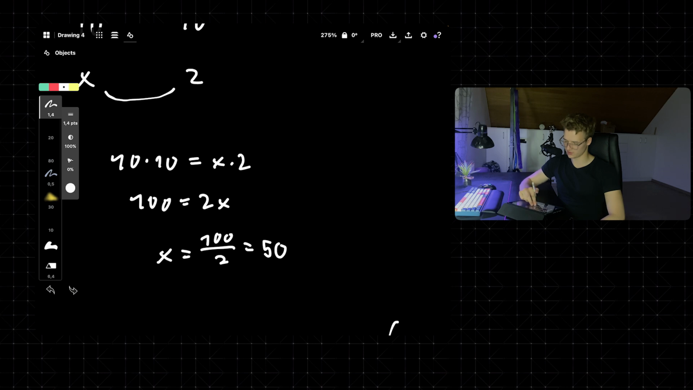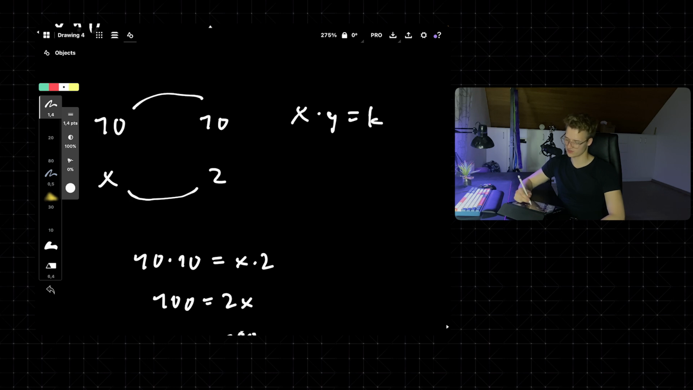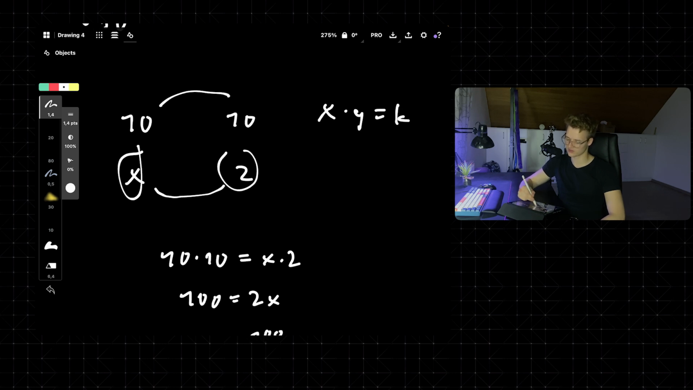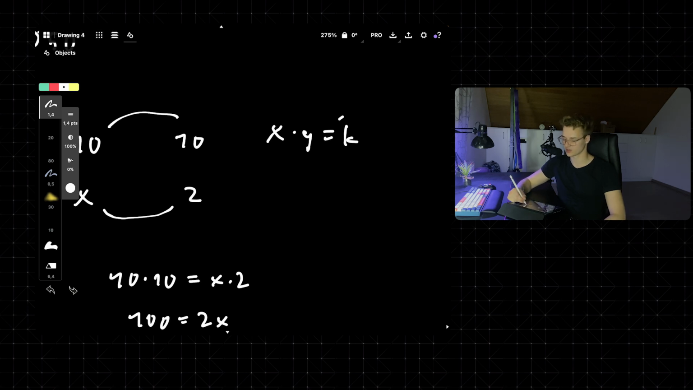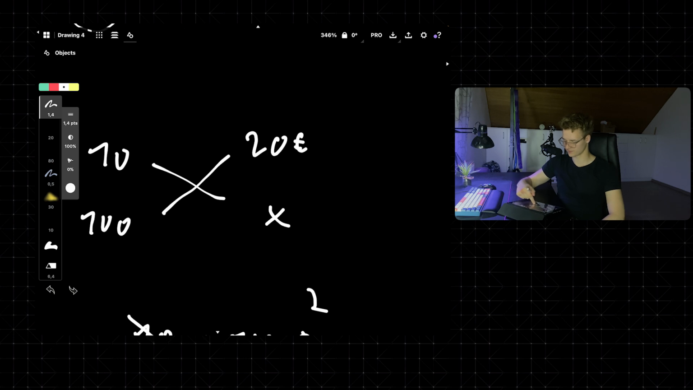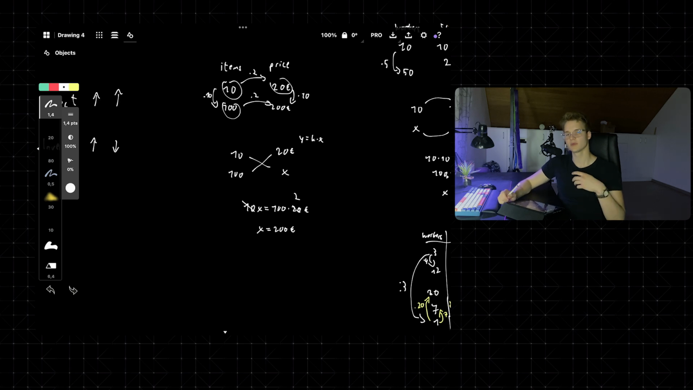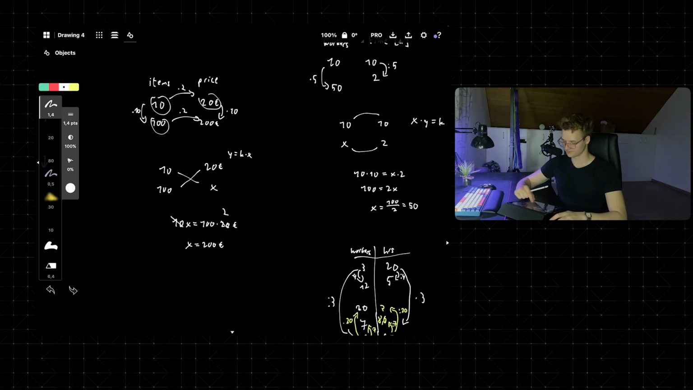And for this one, they're related in that the product is the same. So 50 times 2 is the same as 10 times 10. See? So in this case, we would write x times y is a constant, because no matter what these two values are, x and y, their product is always going to be the same, while for these two values, y is always going to be something times x, and this is a linear function. But that's going to be for another topic.